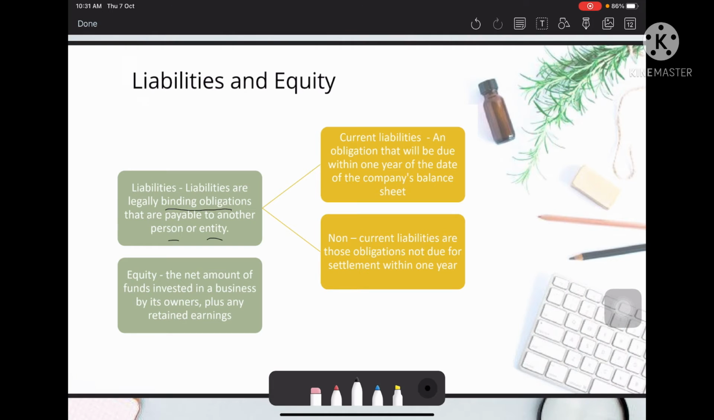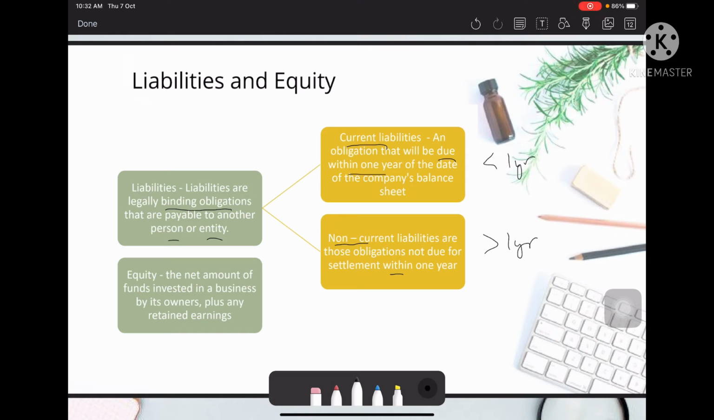Okay, hutang. The liabilities can be categorized into two, the current liabilities and the non-current, as I mentioned before. The current liabilities are obligations that will be due within 1 year, or less than 1 year. So this is a cut-off point here, less than 1 year. And then the non-current liabilities are those obligations not due for settlement within 1 year, due more than 1 year.